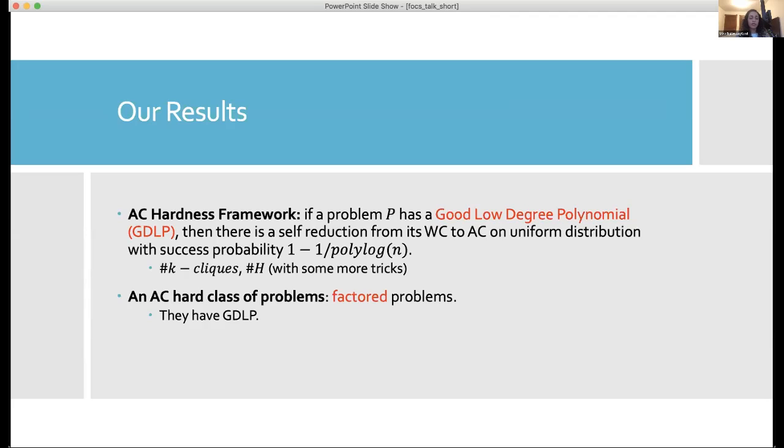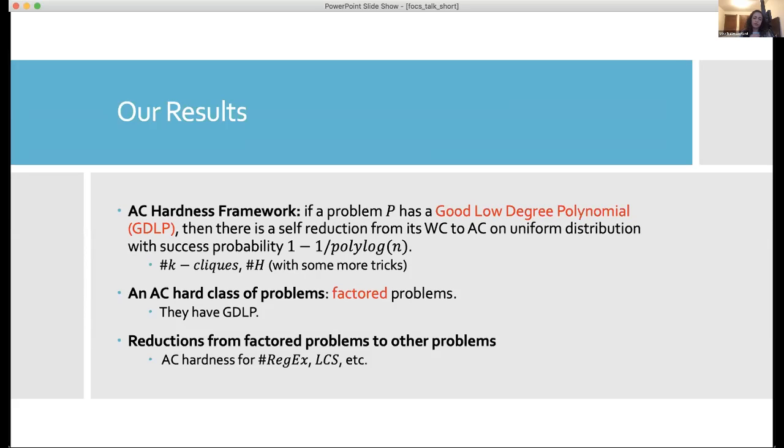And so we basically say that they are actually average case hard. So now we have this class of problems that are average case hard. And then we reduce these factored problems to other problems to basically get hardness for other problems, like, for example, counting regular expressions or longest common subsequence and some other problems.